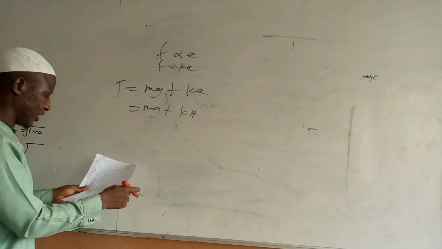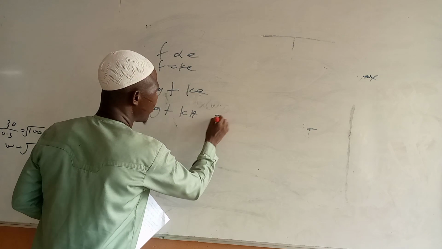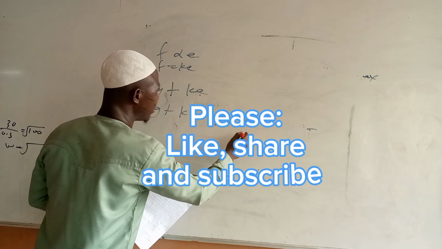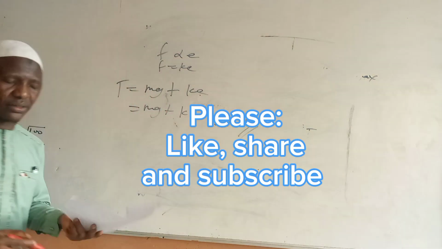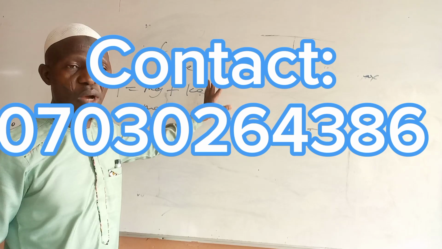So when you add everything together and do it very well, you are going to get 3.45 Newton. That's the unit of tension. So that's the end of the topic under simple harmonic motion.